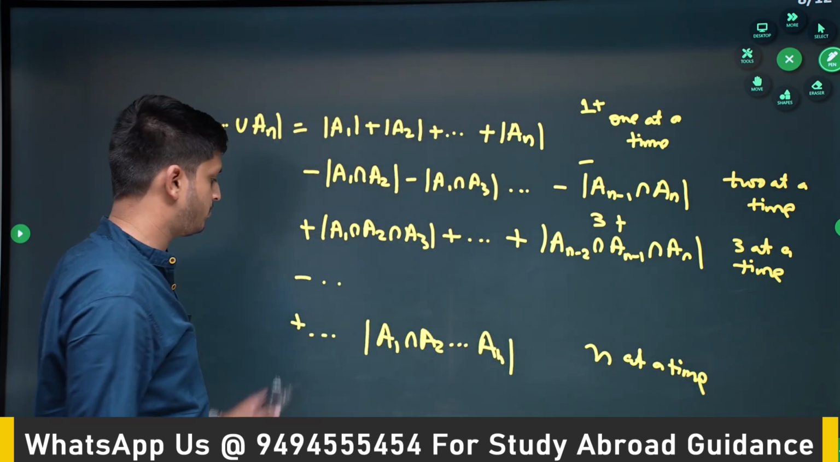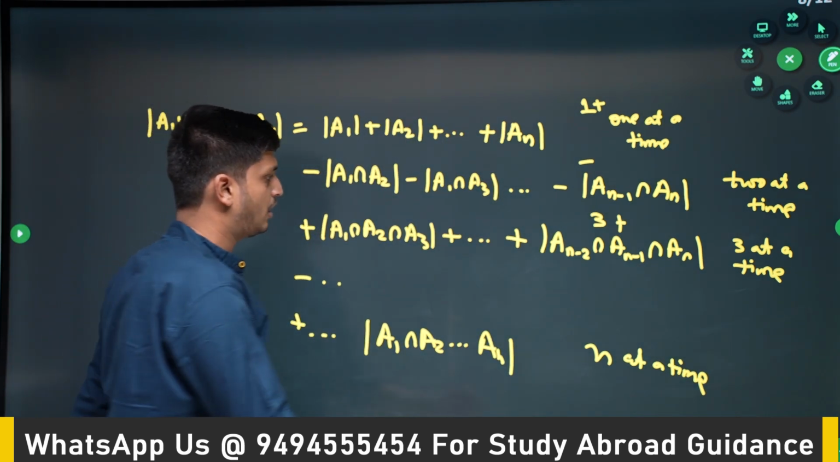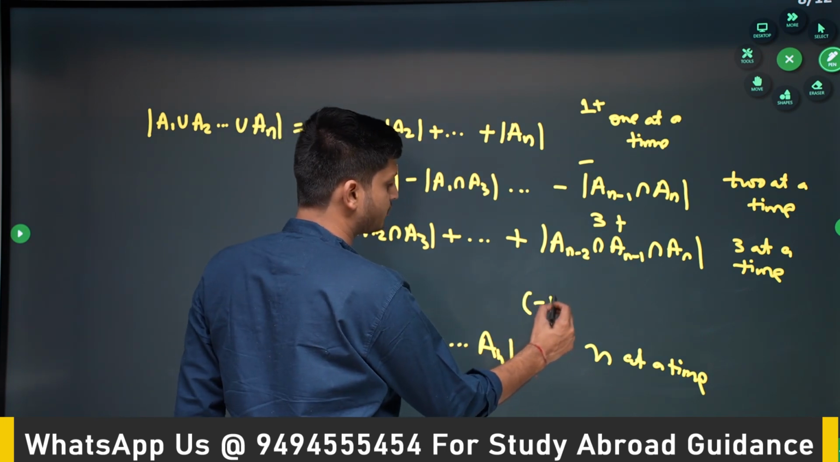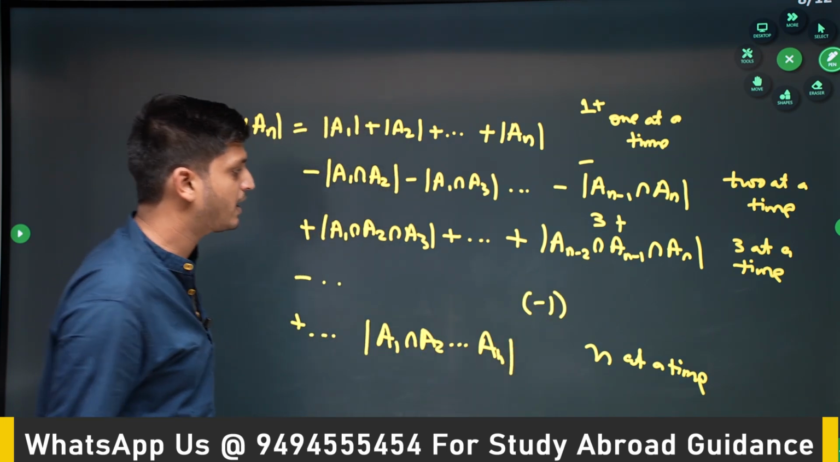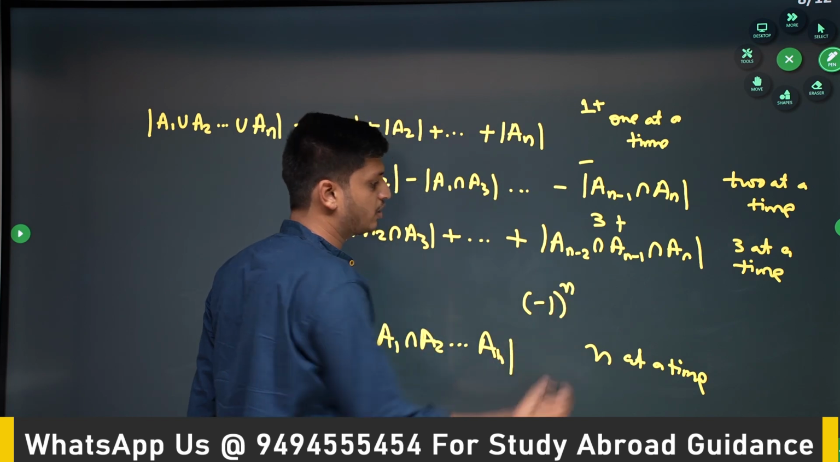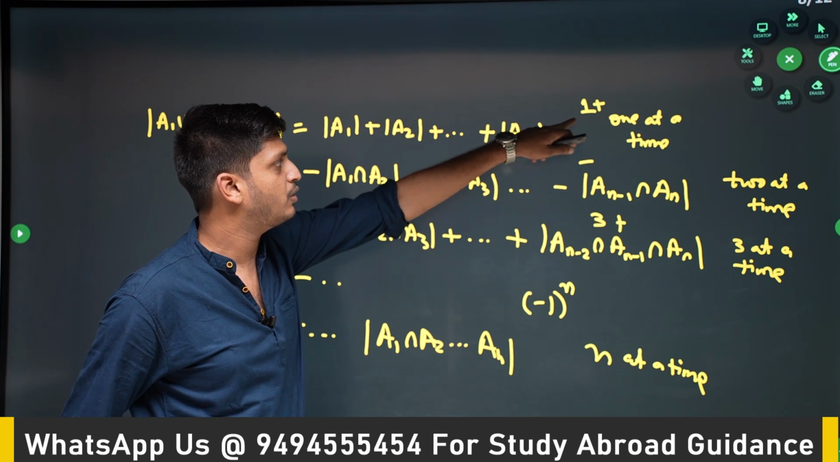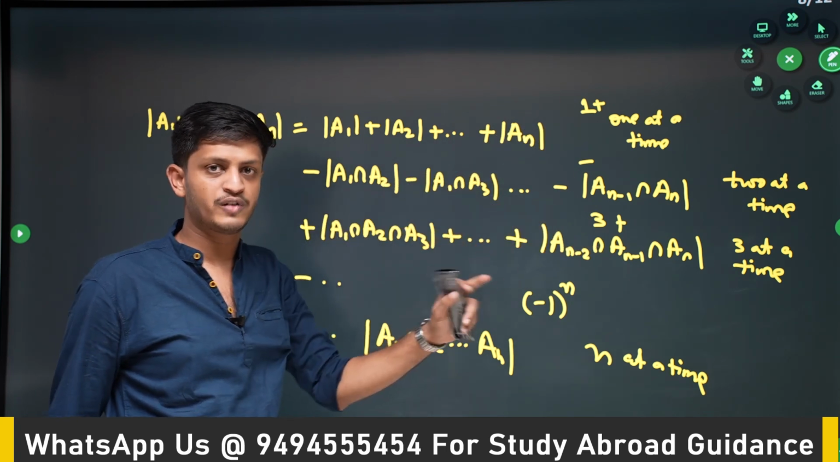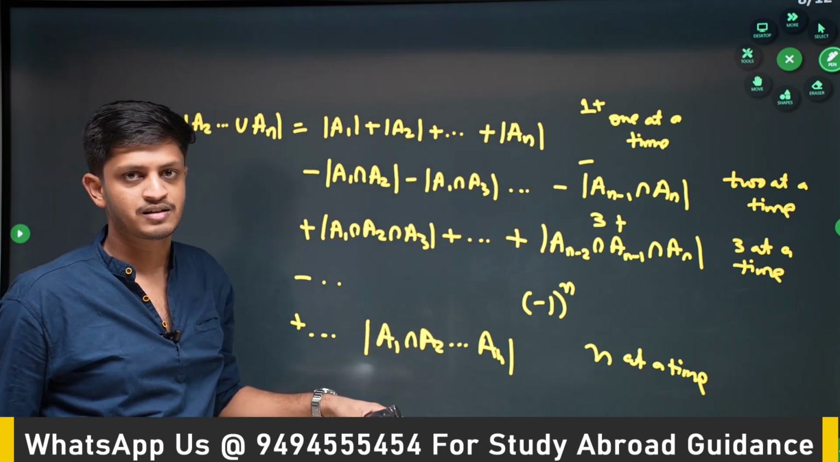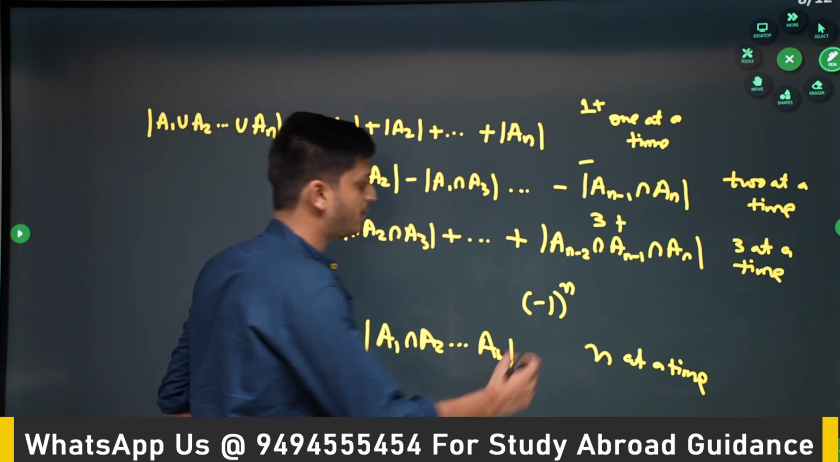What will be the sign, plus or minus? So how to write it? Always write the sign in this form, minus 1 to the power something. So if I write minus 1 to the power n, what will happen? Minus 1 to the power n is not correct, because for n equal to 1 it is plus. For n equal to 2 it is minus. So it should be minus 1 to the power n minus 1.